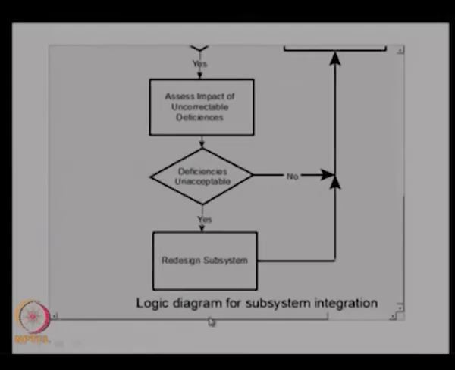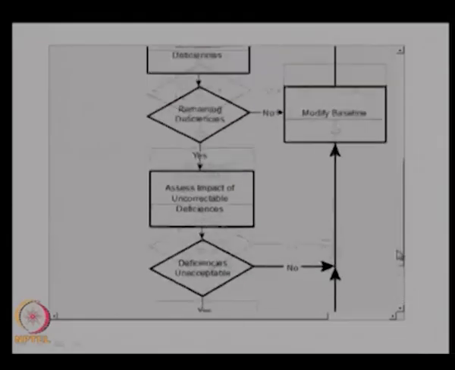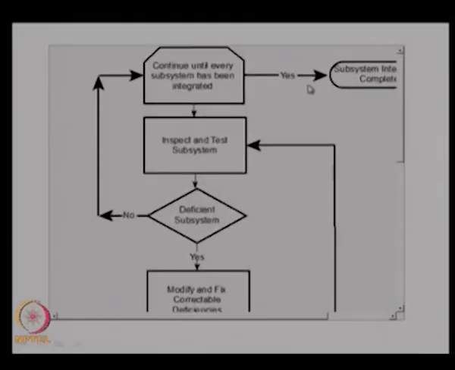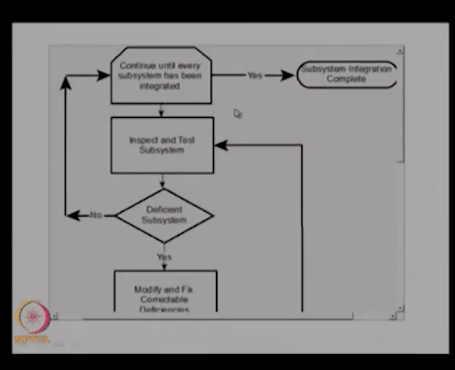So, the component level integration in the previous diagram. So, this is the subsystem level integration. Once we have the component level integration, we need to go for the subsystem level integration. In subsystem level integration, we will start with the subsystem has been integrated. So, we will look at whether all the subsystems have been integrated. If not, we start with the subsystem integration and inspect and test the subsystem, and then whether there is any deficiency in the subsystem will be checked. If there is no deficiency, it will go back and then start with the next integration process.